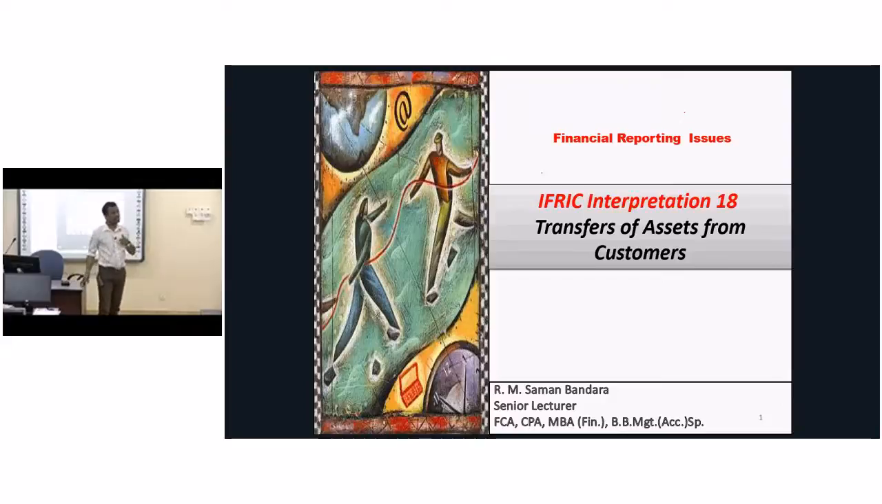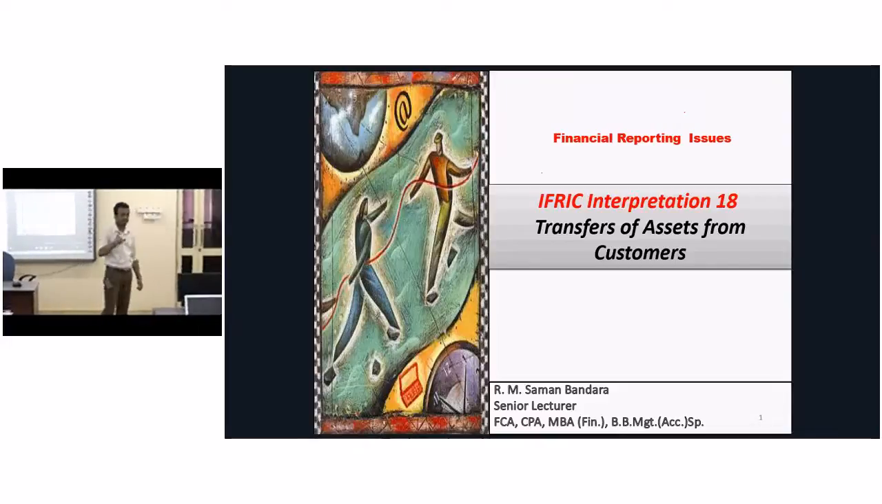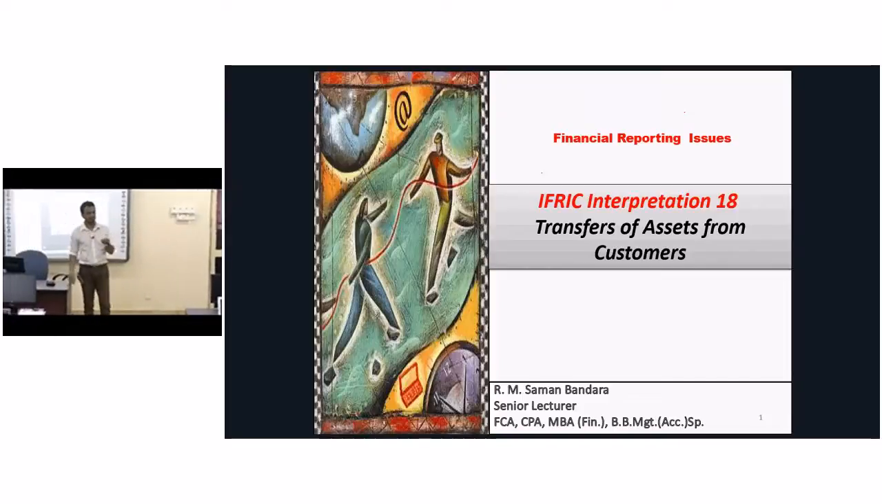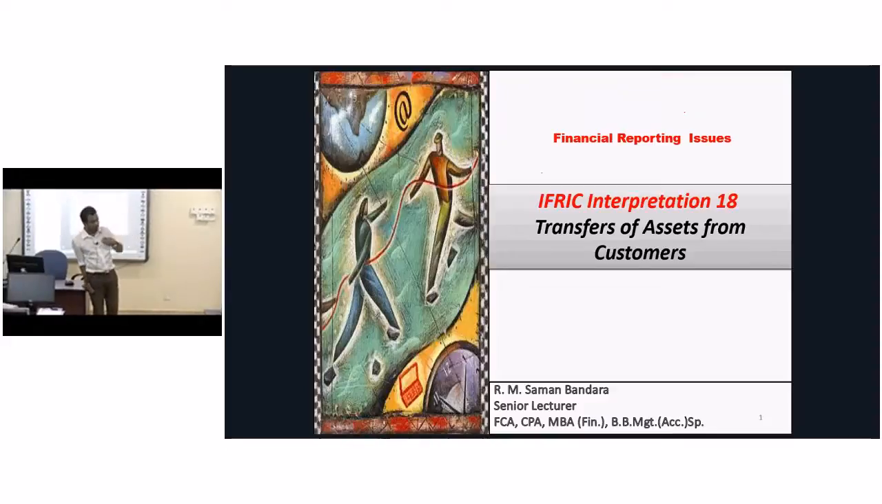From the electricity company's point of view, what happens? They get cash, and they also get an asset. Usually when we get cash, sometimes we release an asset, or we pay cash and we buy an asset. There are some cross flows. But in this kind of case, from the electricity company's point of view, they get cash from the customer, and they also get an asset from the customer.